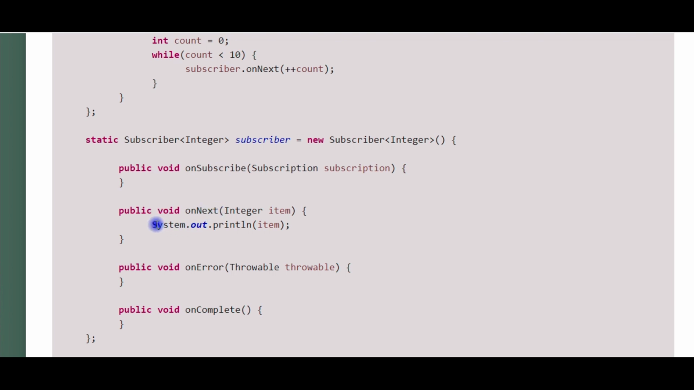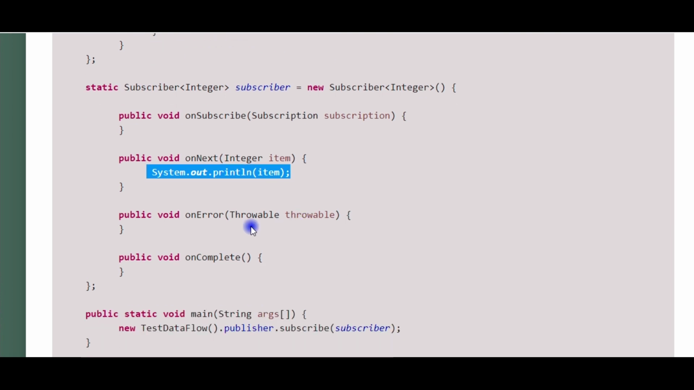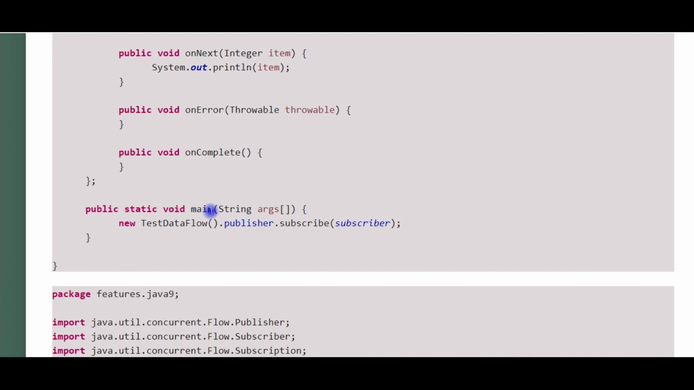The onNext method basically takes care of the data stream: whenever the publisher publishes data, the onNext method will get that data and do the processing on it. The onError method is called when any kind of exception occurs, and onComplete is called at the end, when the execution finishes, and we can put some logic over here. This is the simple main method, and we are passing this. So let's run this code.